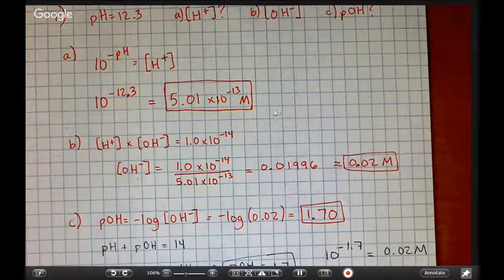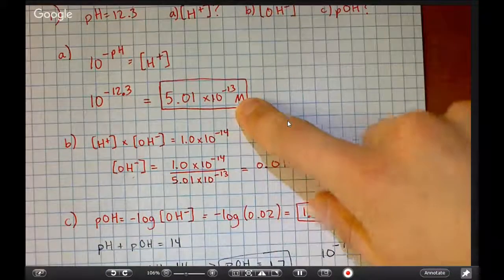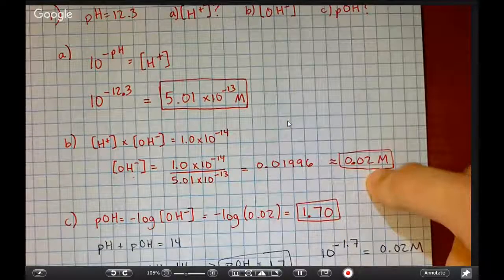And then at this point, you can do either B or C. This morning, they chose to go B. So we have the H plus concentration times hydroxide equals 10 to the minus 14. If we solve for hydroxide using what we found in A, we get 2.00 times 10 to the minus 2 molar. So it's a pretty high hydroxide concentration, which should make sense because your pH is 12.3. That's not very acidic, it's actually pretty basic. So we should expect that our H plus concentration is small and our hydroxide concentration is larger.